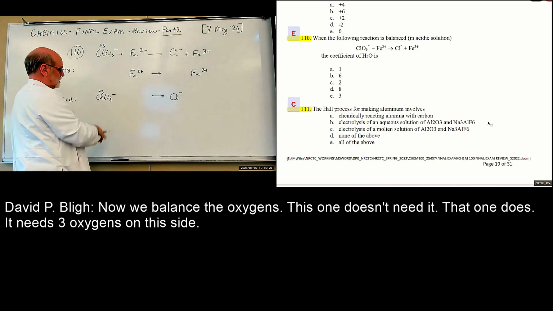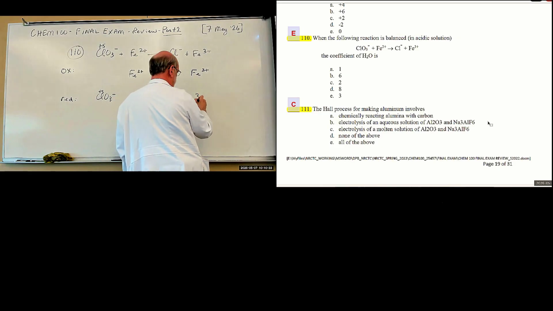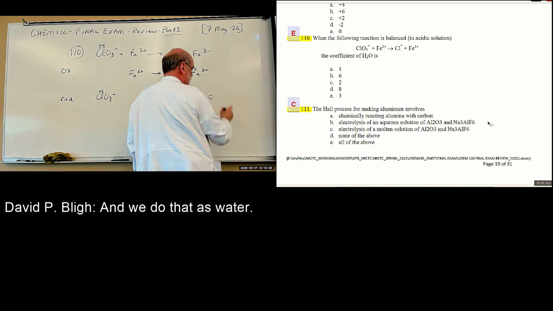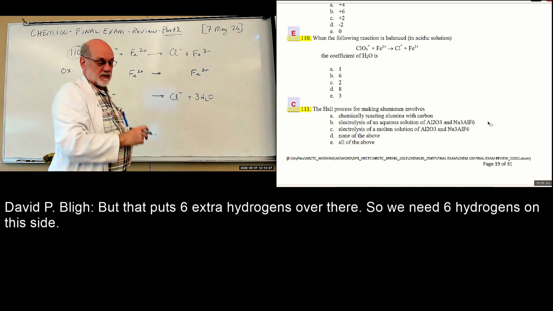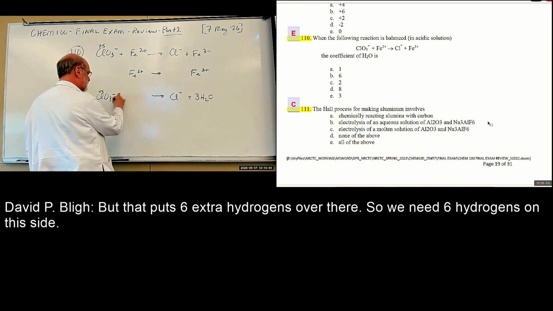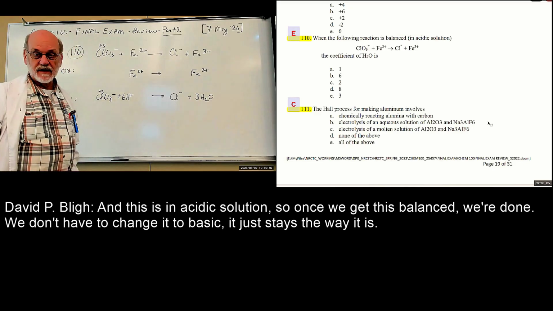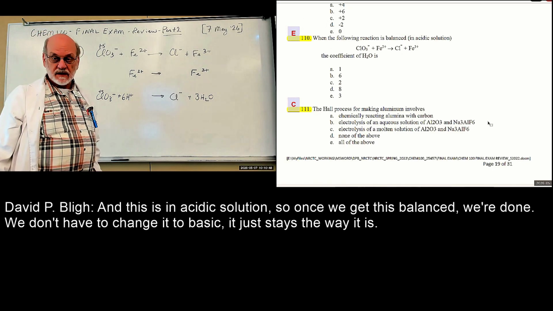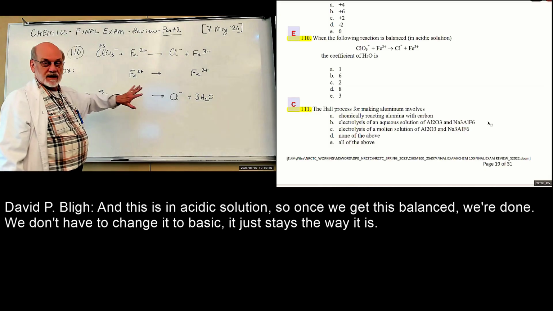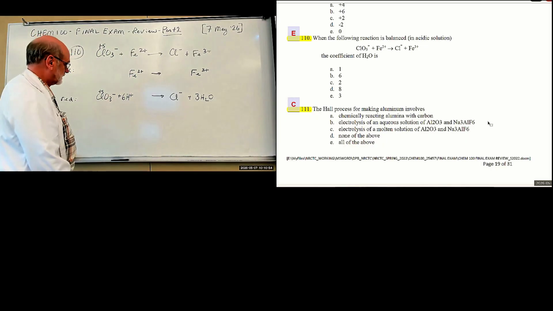This one doesn't need it. That one does. It needs 3 oxygens on this side. And we do that as water. But that puts 6 extra hydrogens over there. So we need 6 hydrogens on this side. Okay? And this is in acidic solution. So once we get this balanced, we're done. We don't have to change it to basic. It just stays the way it is.